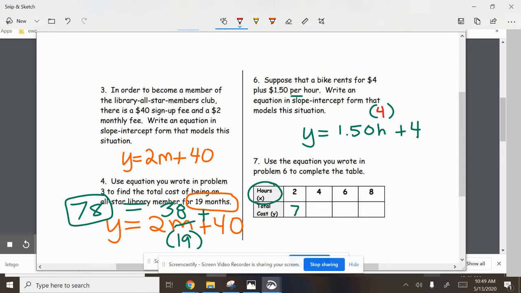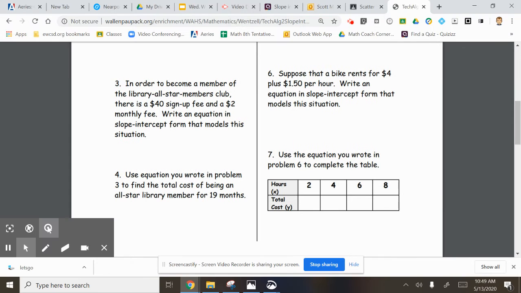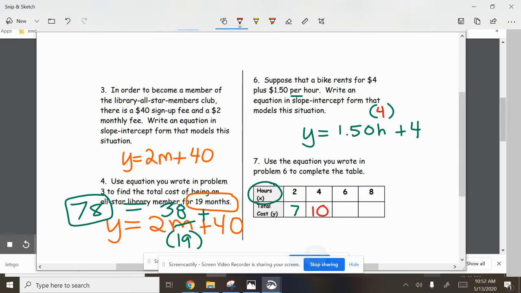All right. 4 times $1.50. 6 times $1.50. All right. And 8 times $1.50. I know if 2 times $1.50 is $3, 4 times $1.50 is going to be $6, right? So then 6 plus 4 is going to be 10. If it's 4, it's $10, right? Wait a minute. Did I screw that up? Hold on. I was correct. I was going a little off there.